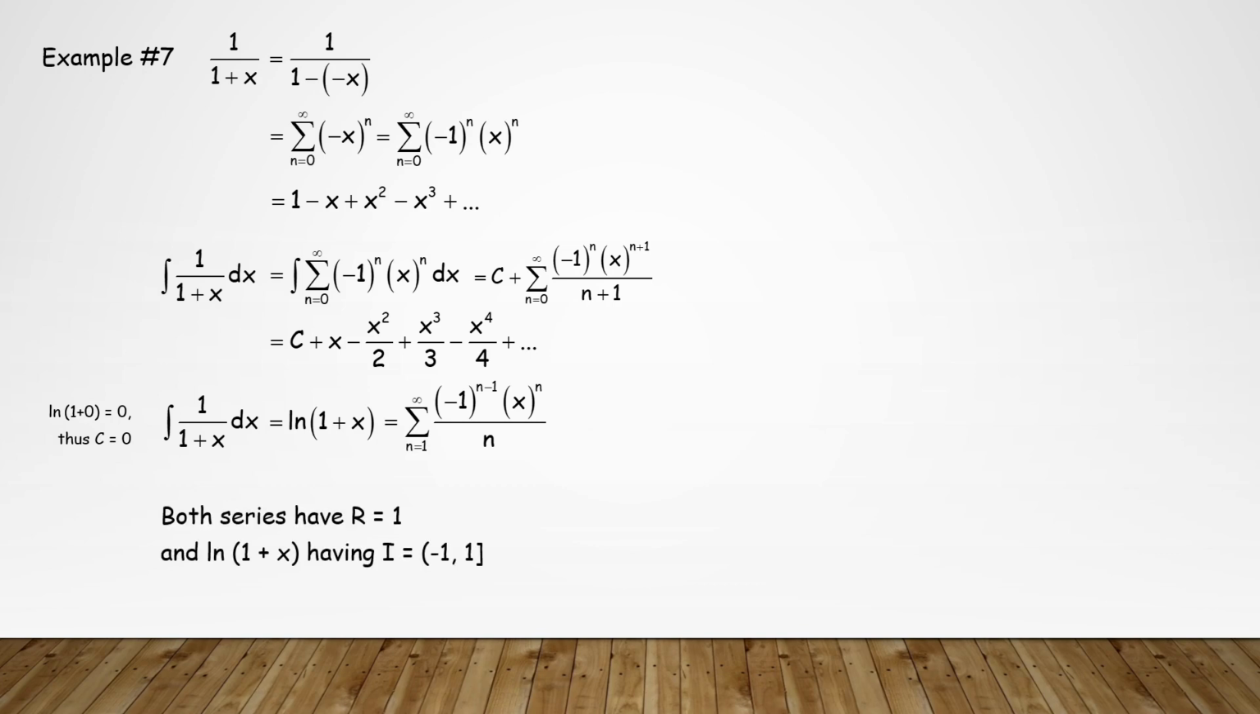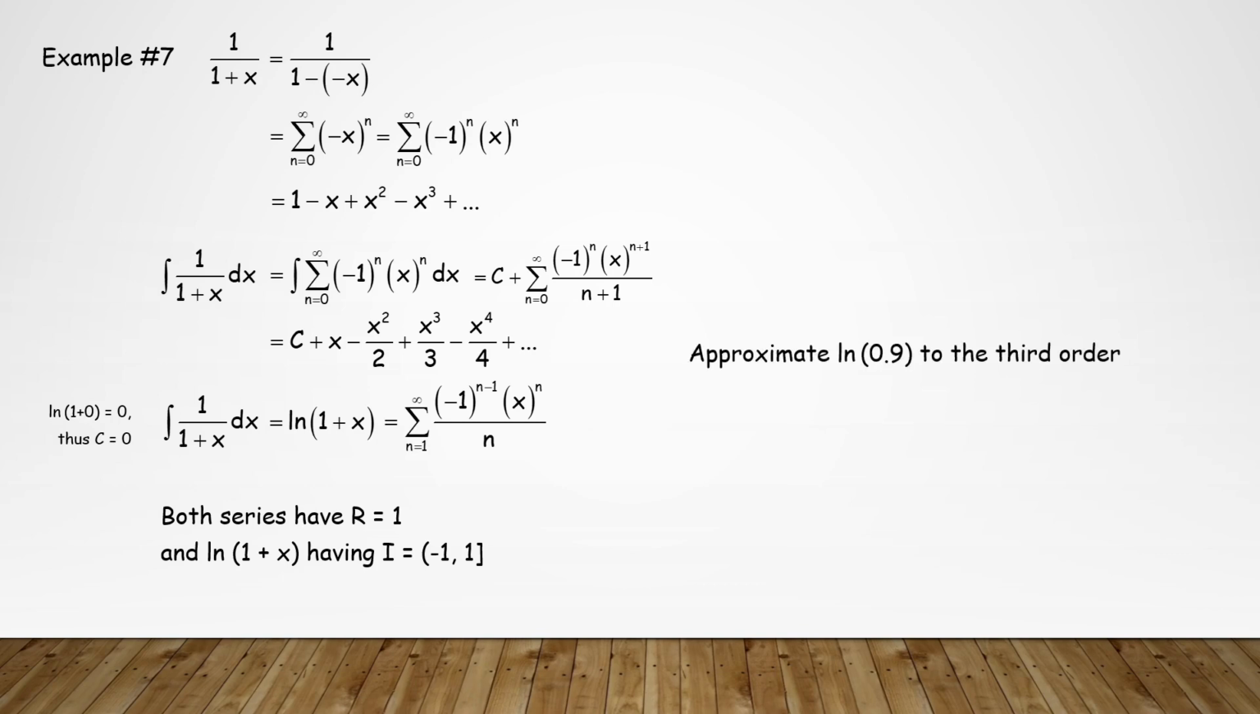Both of these series had a radius of convergence of 1. We will realize that ln of the quantity 1 plus x is going to have an interval of convergence going from negative 1 to 1. It will include 1. It cannot include negative 1, and that's just because you can't take the ln of 0. So, that explains that right there.